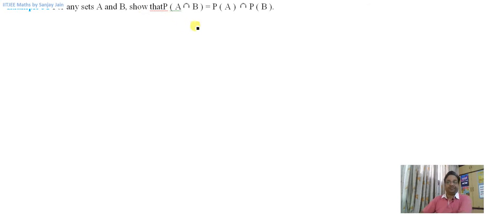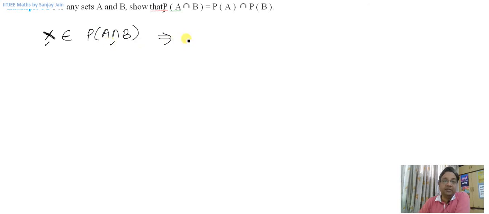Now let us start the question. Let me take any general element, capital X. Why have I taken capital X? Because an element of a power set is a set itself. So I have taken this capital X to be one of the elements of the set on the left hand side, the power set of A intersection B. If this belongs to the power set of A intersection B, it means that this is a subset of the set written inside the bracket. That means X is a subset of A intersection B.